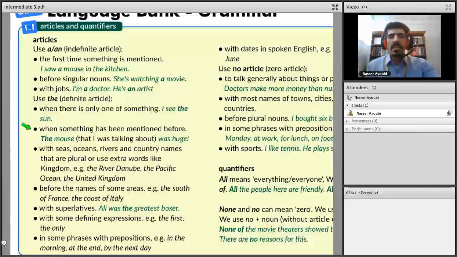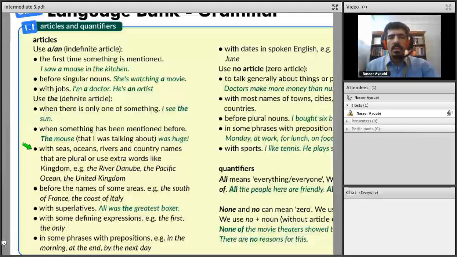When something has been mentioned before: the mouse that I was talking about was huge. The mouse. I saw a mouse in the kitchen. The mouse was huge. This is the second time.